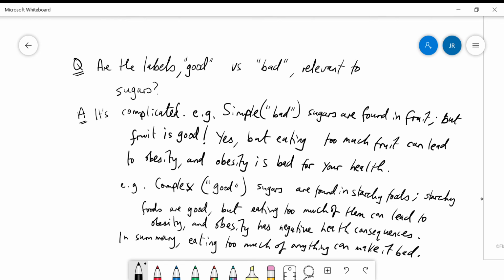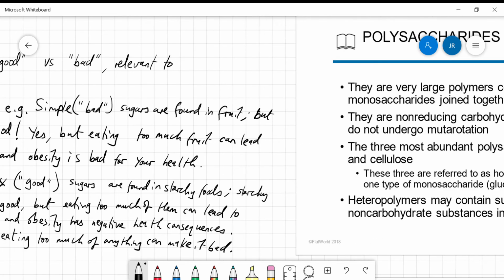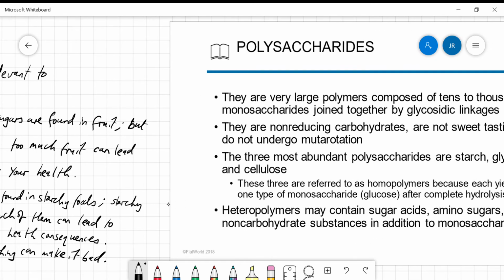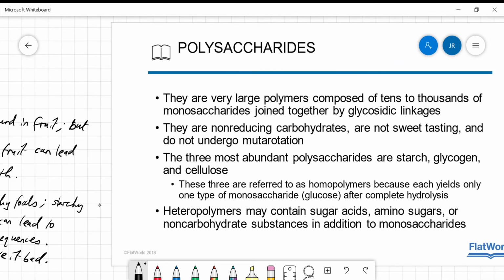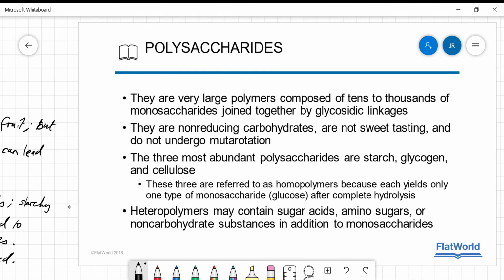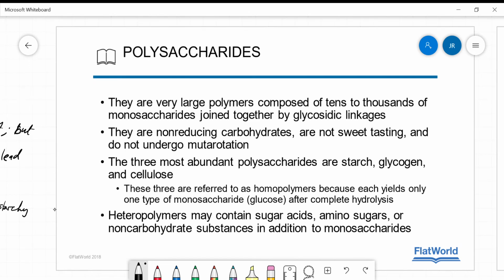Okay, so let's get back to the slides. I do believe there is a diagram I can use coming up. So yeah, it's worthwhile looking at this slide, I think. So polysaccharides are these long chains of monosaccharides. These are the good sugars or the good carbohydrates. They can be incredibly long, tens of thousands of monosaccharides long, all connected via glycosidic linkages.